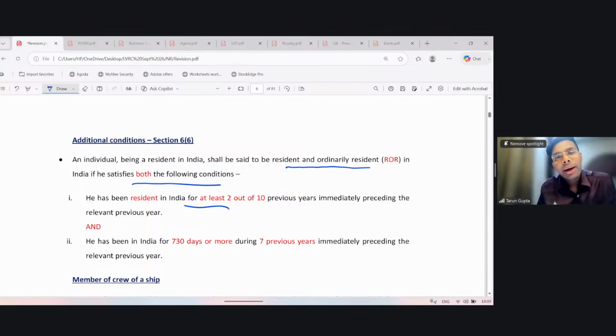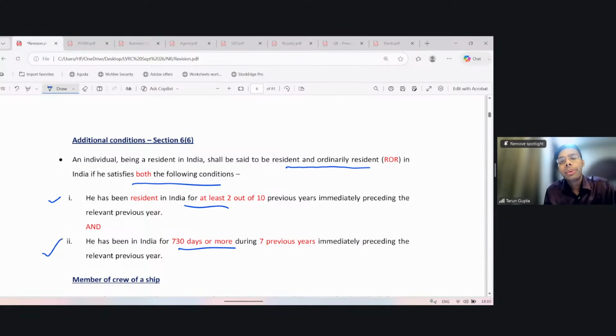He has been resident in India in at least 2 out of the last 10 years immediately preceding the relevant previous year. So if you are resident in at least 2 years out of the last 10 years, and he has been in India for 730 days or more during the 7 years immediately preceding the relevant previous year. So if any person who qualified to be resident under Section 6(1) satisfies both these conditions, then only he shall be treated as ROR, resident and ordinarily resident. If he does not satisfy one or both of these conditions, then he shall be treated as RNOR.